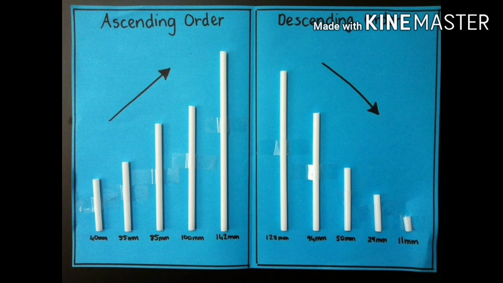This picture represents the difference between ascending and descending order. The first picture indicates ascending order. It is in increasing order, small to big. And the second picture indicates the descending order, big to small.